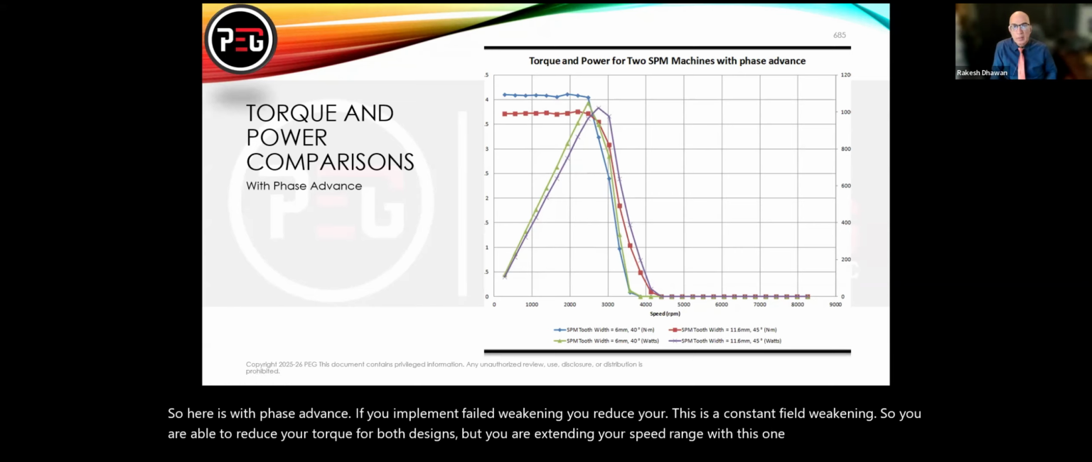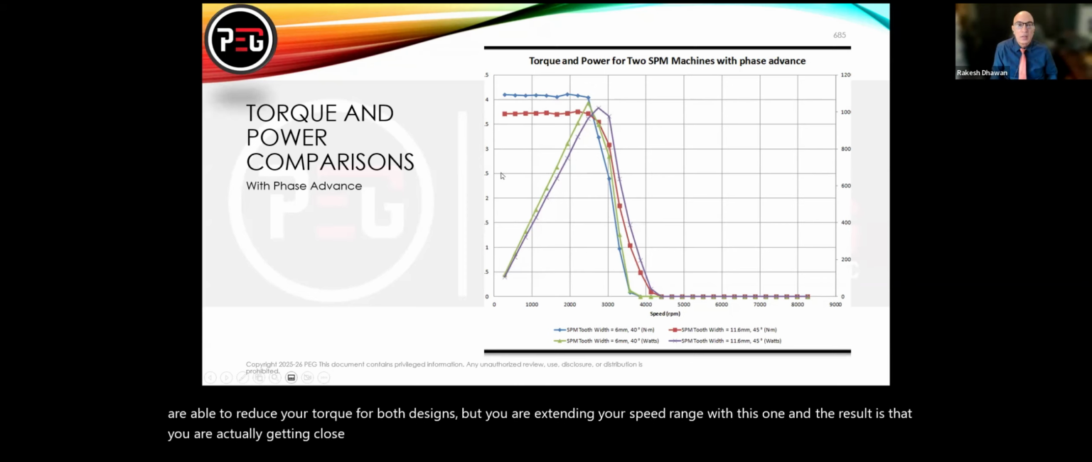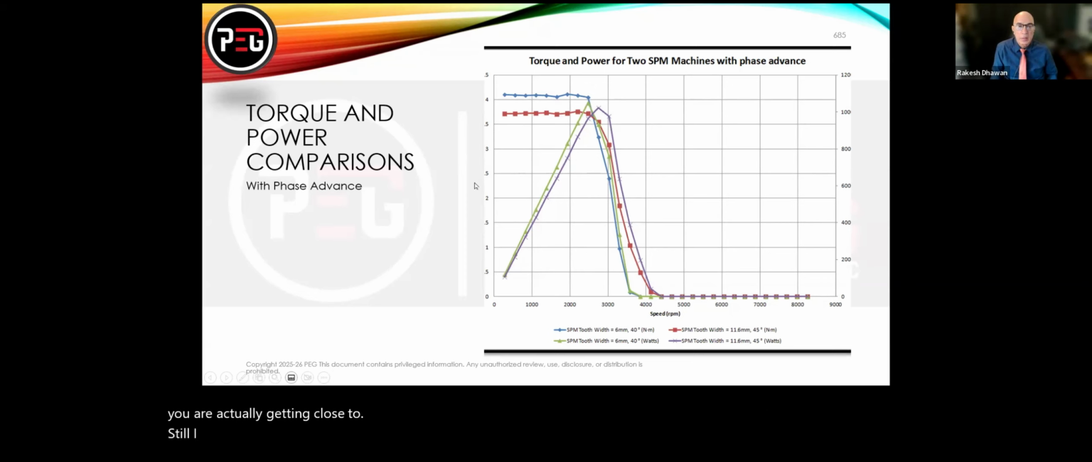And the result is that you are actually getting close to, still, I guess I'm cut out here for some reason. So we'll see what that is. Somehow this is cut out.